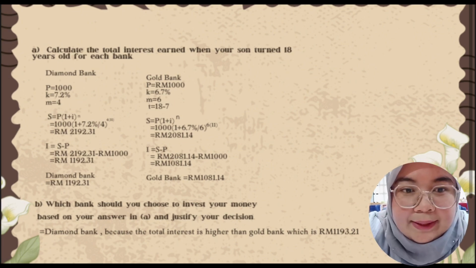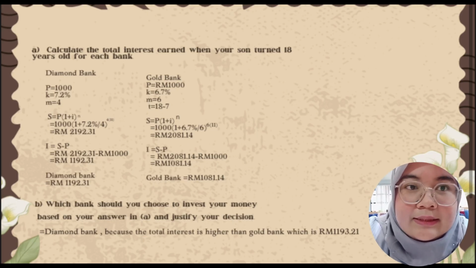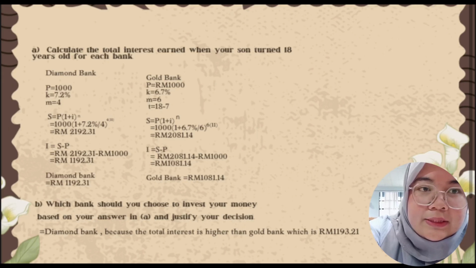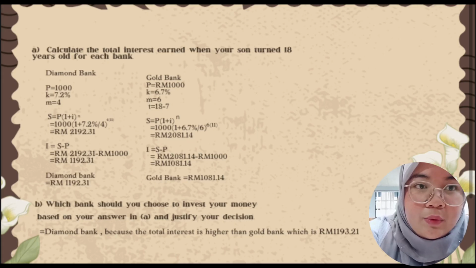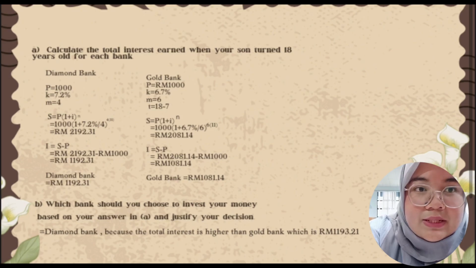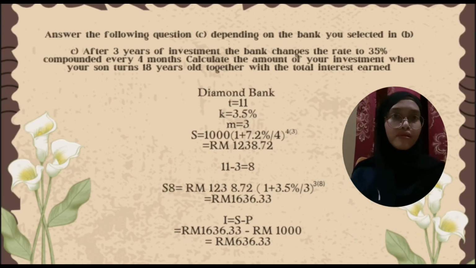Question B stated, which bank should you choose to invest your money based on your answer in A, and justify your decision? By the total interest that we solved earlier, it's obvious that we should choose to invest in Diamond Bank because it offers a higher total interest earned, which is RM 1,192.31, compared to Gold Bank, which is RM 1,081.14.